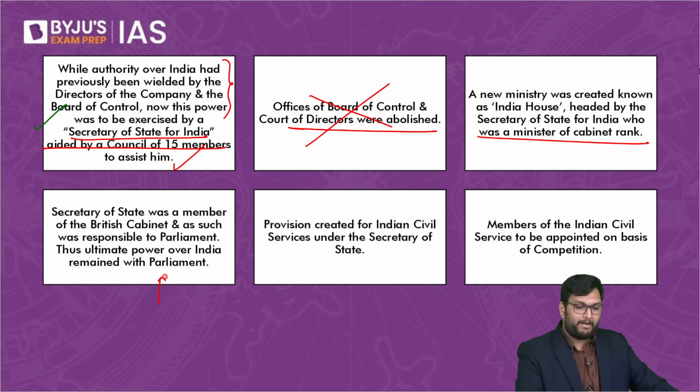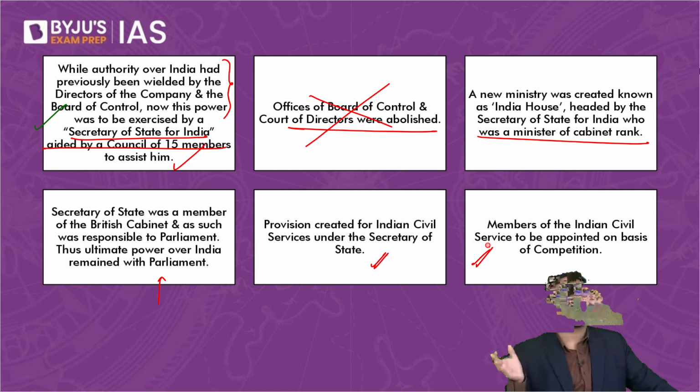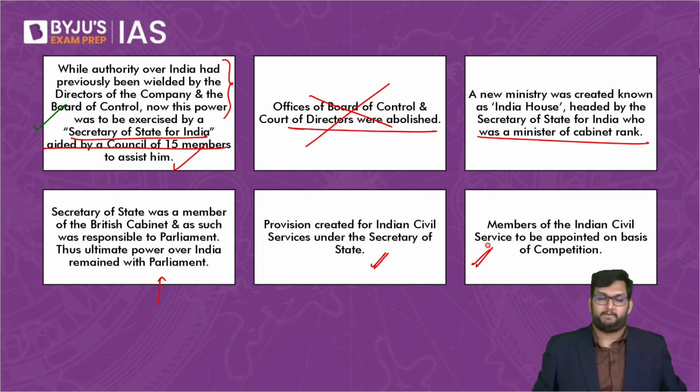All power will now be yielded in the British cabinet via the Prime Minister. The Indian civil services will now report to the Governor General of India and Viceroy, and ultimately to the Secretary of State. And the ICS will be appointed, as previously also, on the basis of competition, just to reiterate that point.